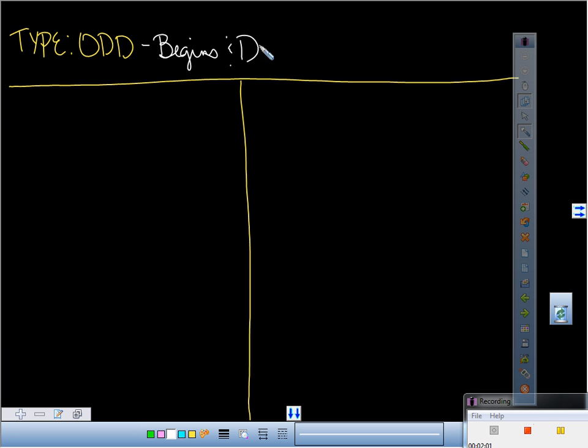So, an odd function begins and ends, begins and ends in what kind of directions? What did we just say it meant? Different. In different directions. They begin and end in different directions. So, if it starts down, it ends up. If it starts up, it ends down. That's it, people. That's odd.